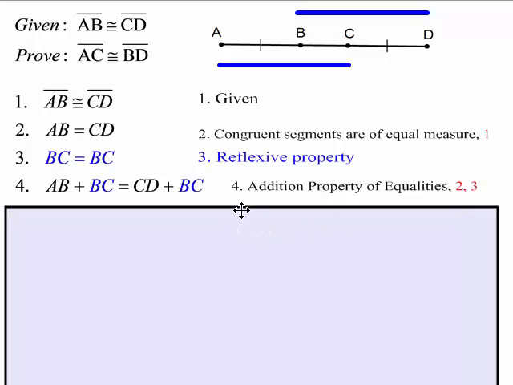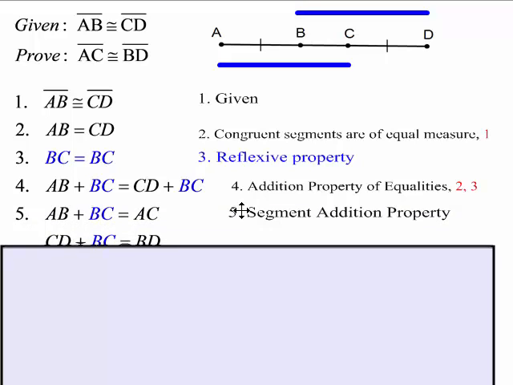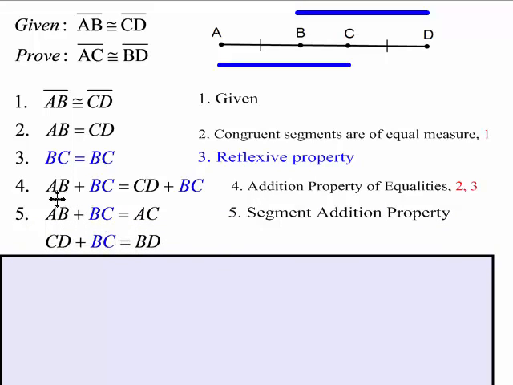Let's move this down. Now, what I'm doing here is I'm saying that AB plus BC, which we've already got, is equal to the total length of AC. This value of AB plus the value of BC is equal to the length of AC. And then going the other way, CD plus BC is equal to the total length of BD. So that's the segment addition property.